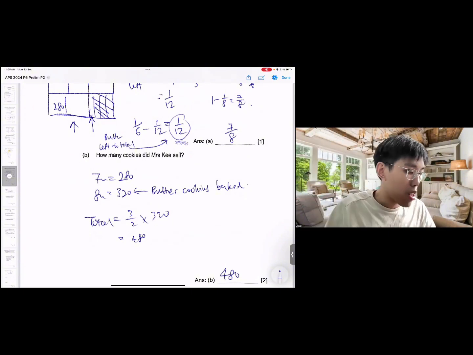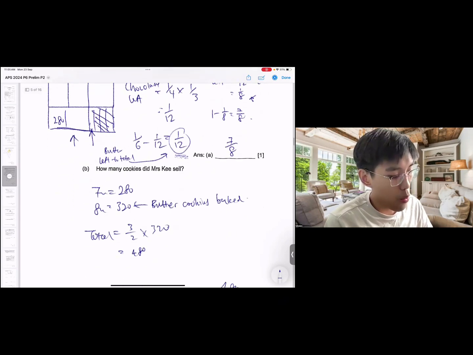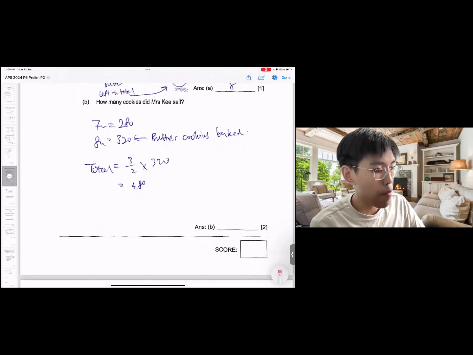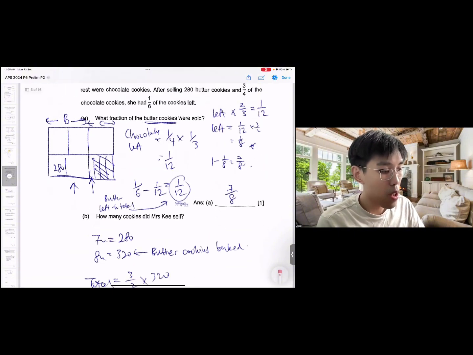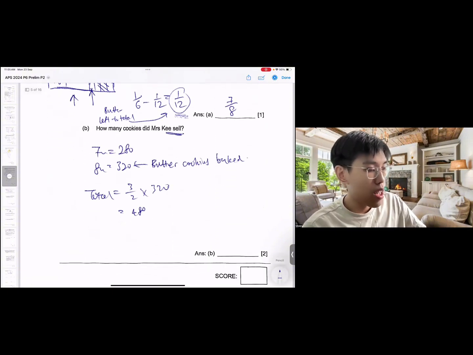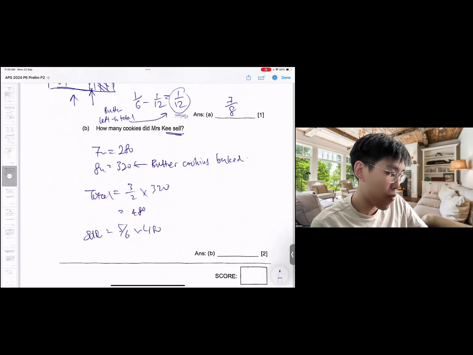Oh, did he sell? This is the total, what I'm talking about. Okay, here: how many cookies did he sell? Anyway, the total is here. This is the total number of cookies, and he had 1/6 of the cookies left. They're asking for sold, so it means he sold 5/6. So sold equals 5/6 times 480. Answer is 400.